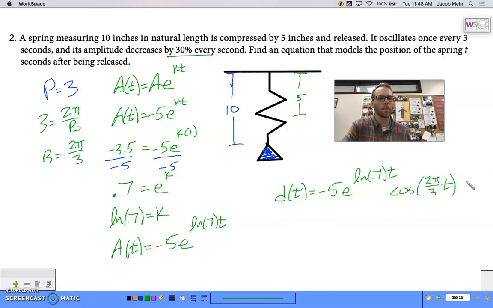Now, where's our midline? Our midline has to be 10, right? We push it up here, it's going to be 5. We're going to let go, it's going to go all the way down to 15 below, and then it's going to come back up, and it's going to be just underneath 5 away from the ceiling, and then it's going to come down, it's going to be just above 15 below the ceiling, and so on. Let's take a look at that function.